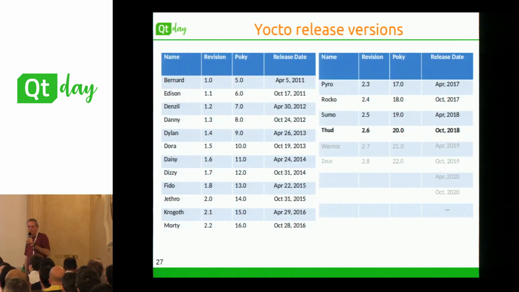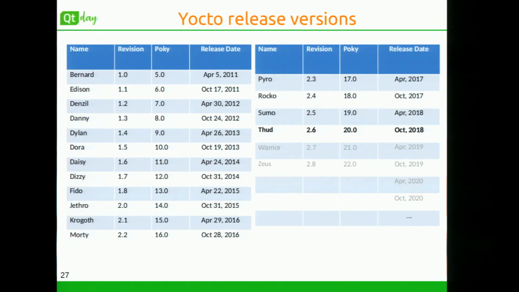The versions available are listed here, and the latest stable one is Thud, released in October 2018.